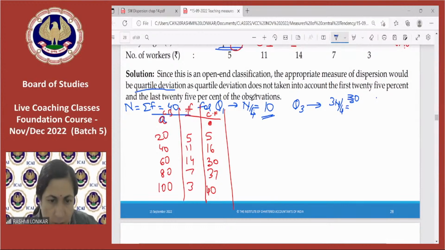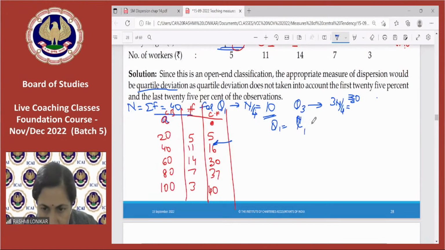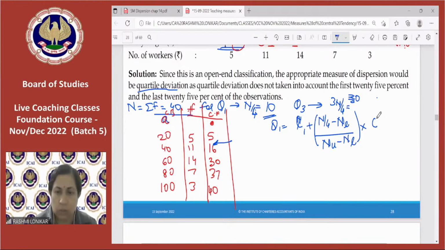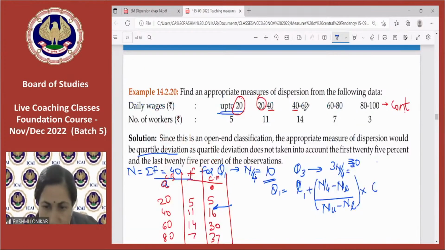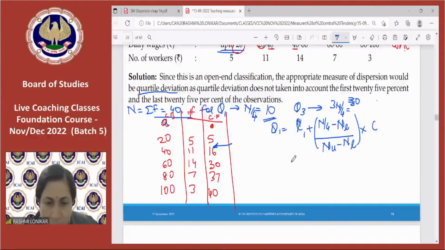Now for Q1, it is 10. So where will 10 lie? 10 will lie over here. So what is the formula for Q1? It will be equal to L1 plus N by 4 minus NL upon NU minus NL into C, where C is the class width. What is the class width or class length? It is 20 over here. So I can find out Q1.